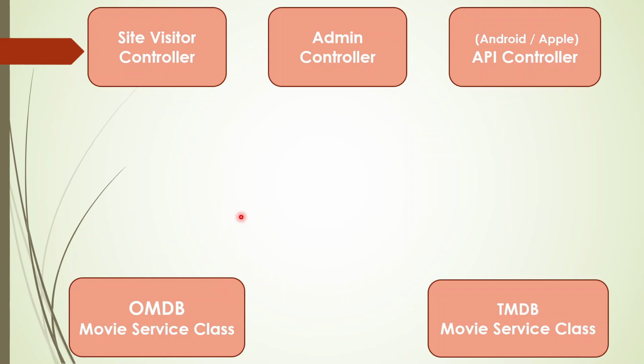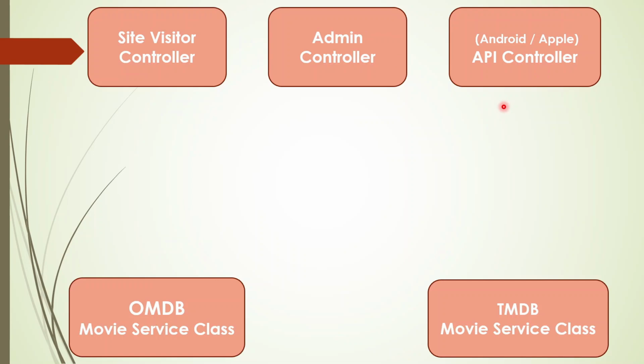Given the situation, at the top you'll notice I have 3 controllers. So right now our site is very small, and what we have is whenever a site visitor shows up, we're going to use this controller to get the top movies for them. Then we have an admin controller. We're going to show them the top movies along with some other data. Lastly, we have an API controller.